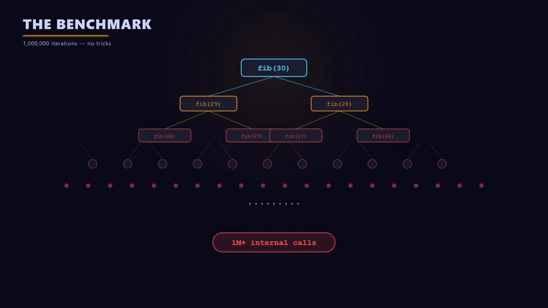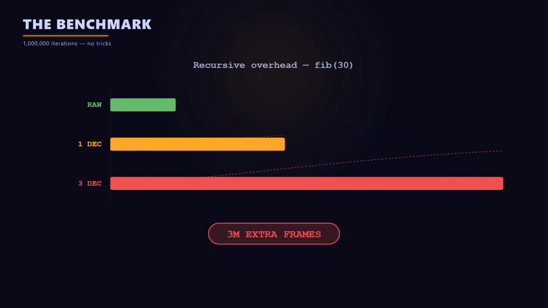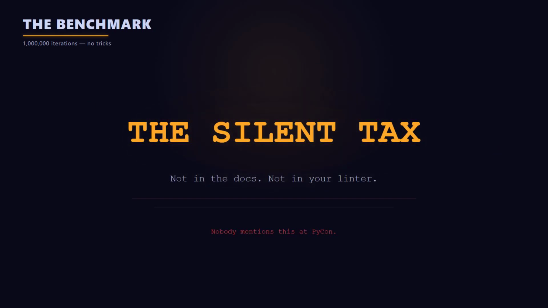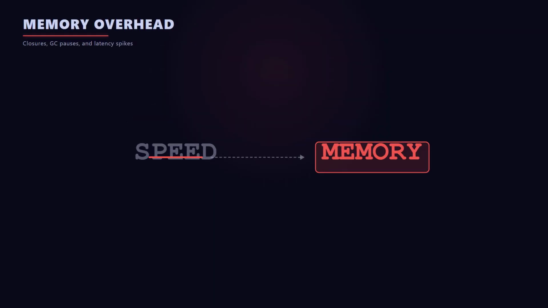Fibonacci of 30 makes over 1,000,000 internal calls. With 3 decorators, that's 3,000,000 extra frames, and the overhead stops being linear. Every recursion level stacks more wrappers on top of the ones already there. This is the silent tax nobody mentions at PyCon. It's not in the official docs, and your linter will never warn you about it.